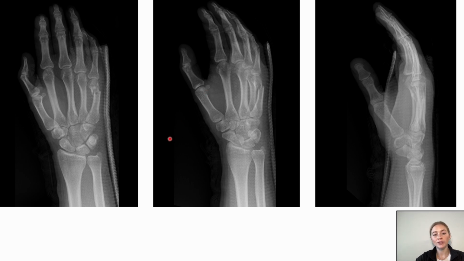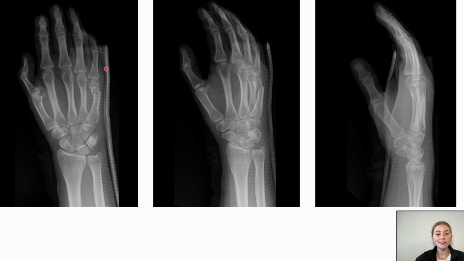So first we have to make sure that the x-rays are of adequate quality. We do have 3 views: PA, oblique, and lateral. We can see all the bones, maybe slightly cut off at the top there, but we have a pretty good view. The exposure is okay, and I don't see significant motion artifacts.